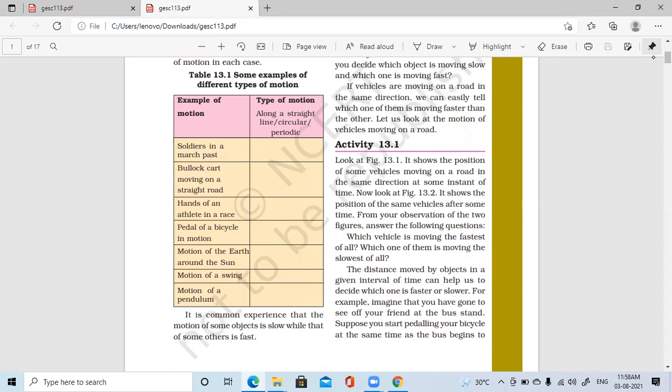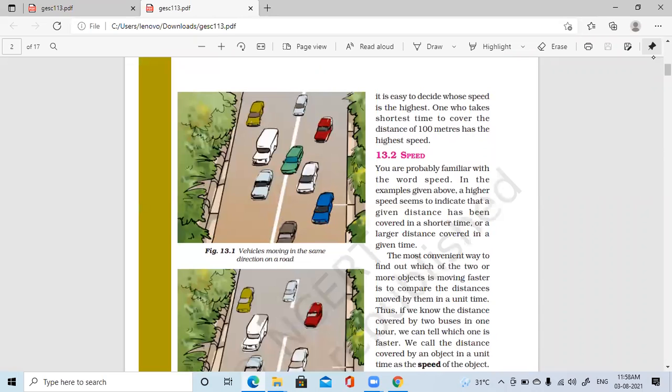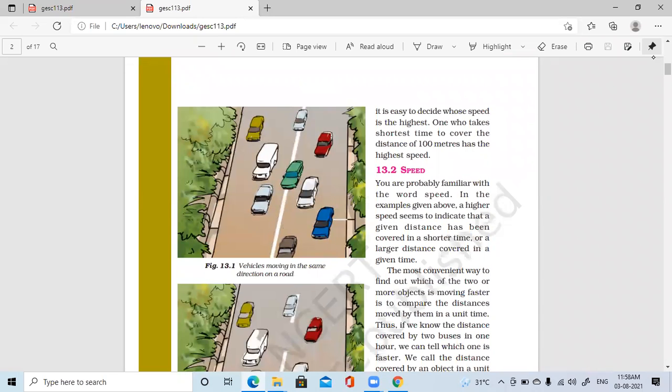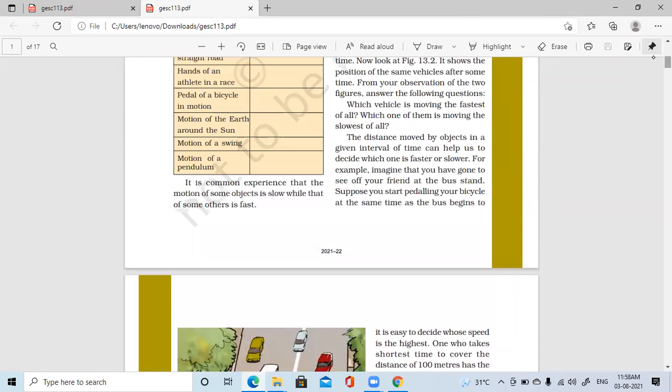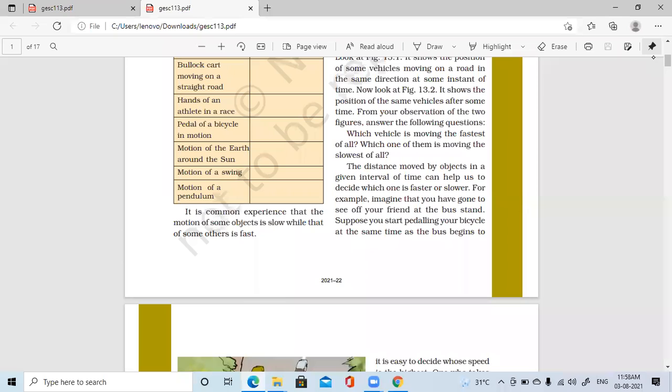Now here, one picture is given. You can see here, figure 13.1. Vehicles moving in the same direction on road. So from this picture, from your observation, can you tell which vehicle is moving the fastest of all, which one is moving the slowest? So how do we calculate? We calculate by using the distance moved by the objects in a given interval of time.